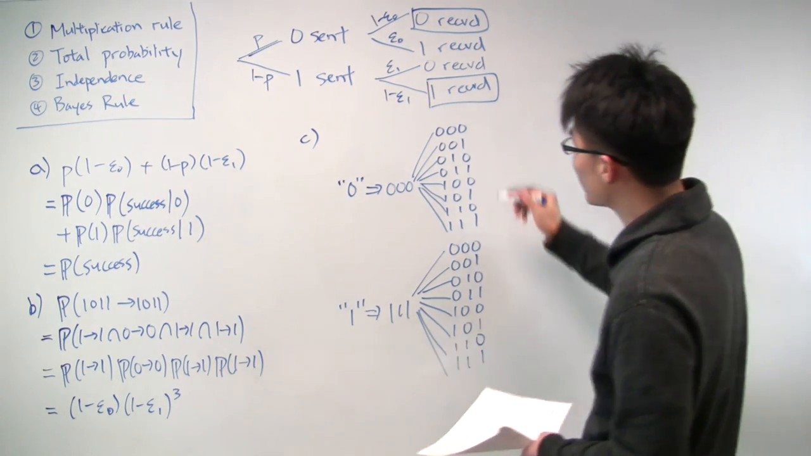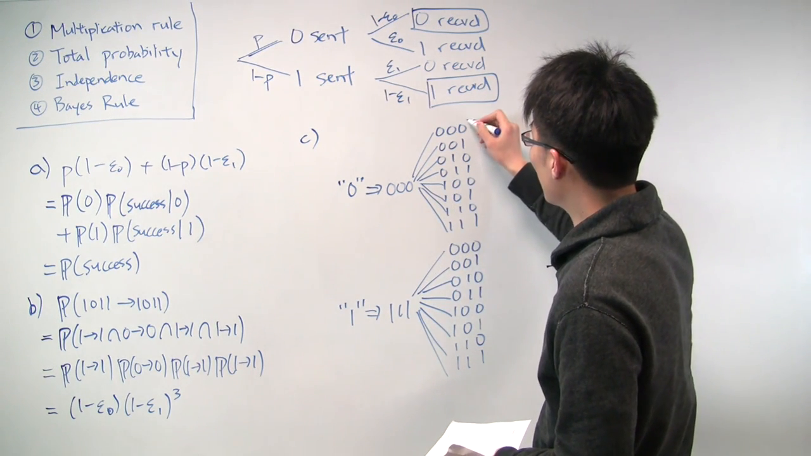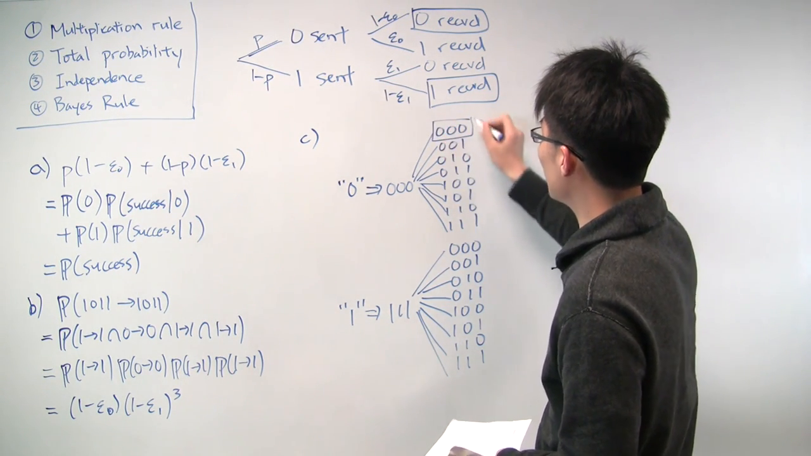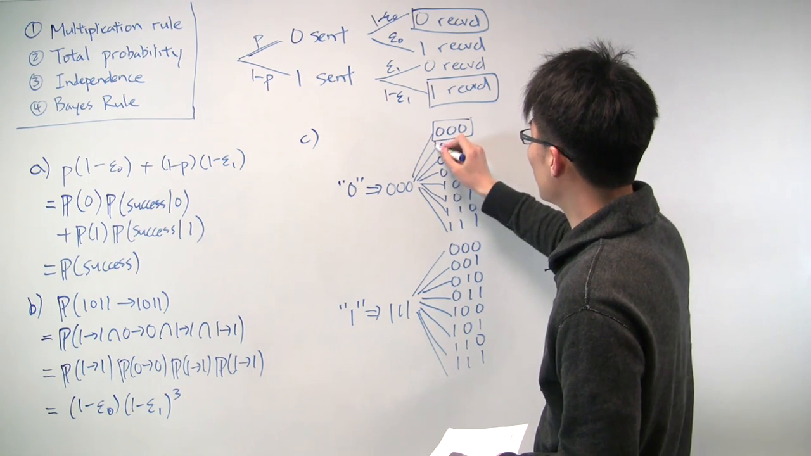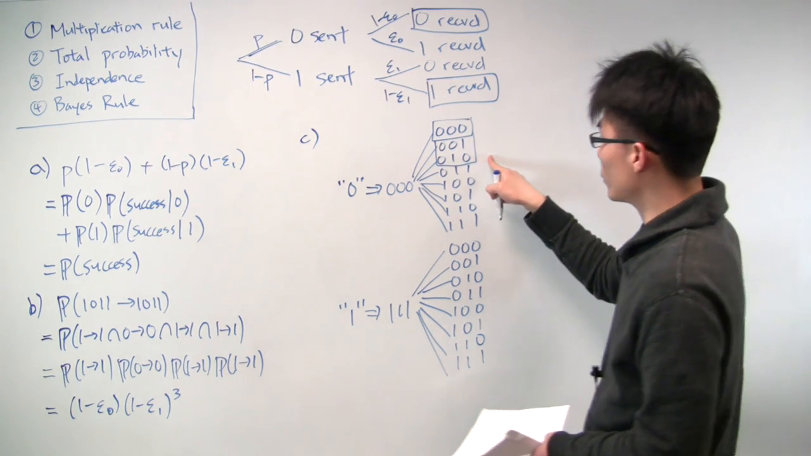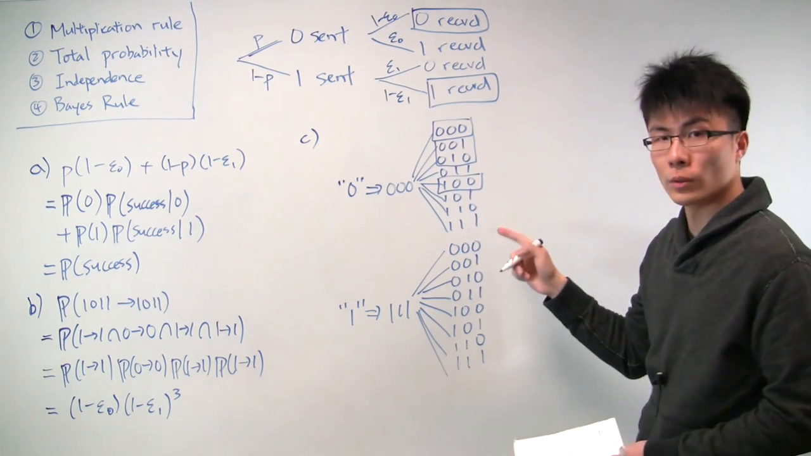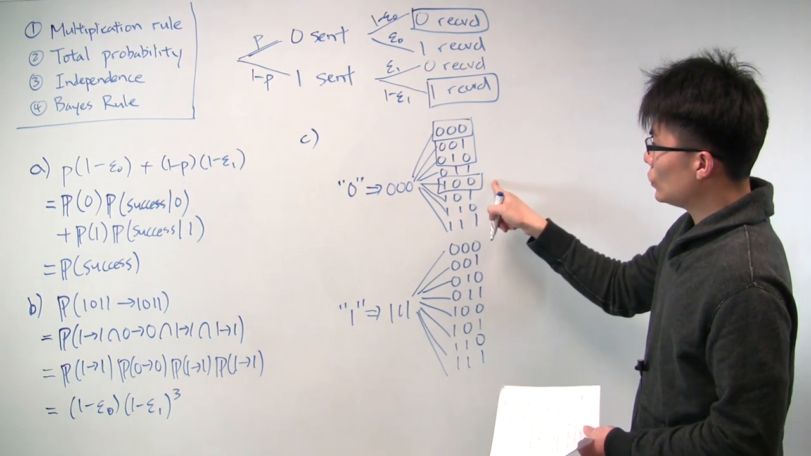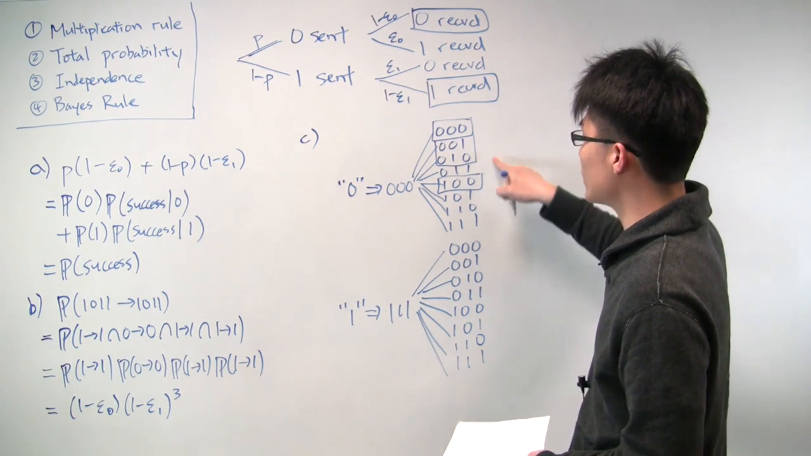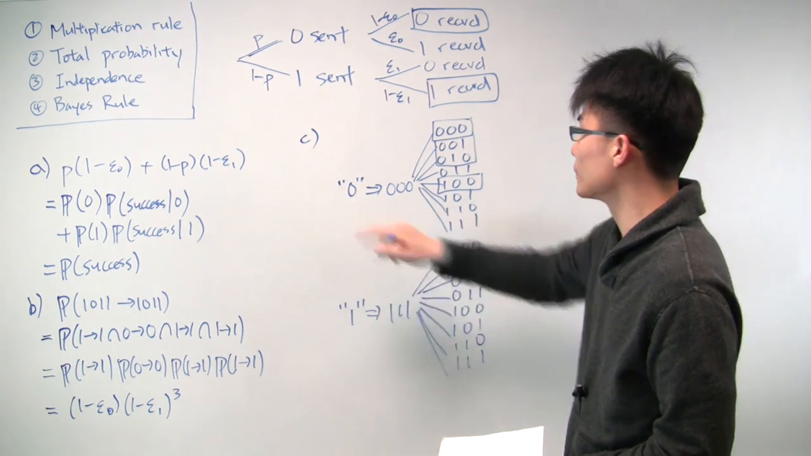Okay, so in this case, let's look at the case of 0. The majority rule here would say that, well, if 000 was sent, then the majority is zeros. And similarly, in these two cases, 001 or 010, the majority is also zeros. And then finally, in this last case, 100, you get a majority of zeros. So in these four received messages, we'll interpret that as a 0 being sent.